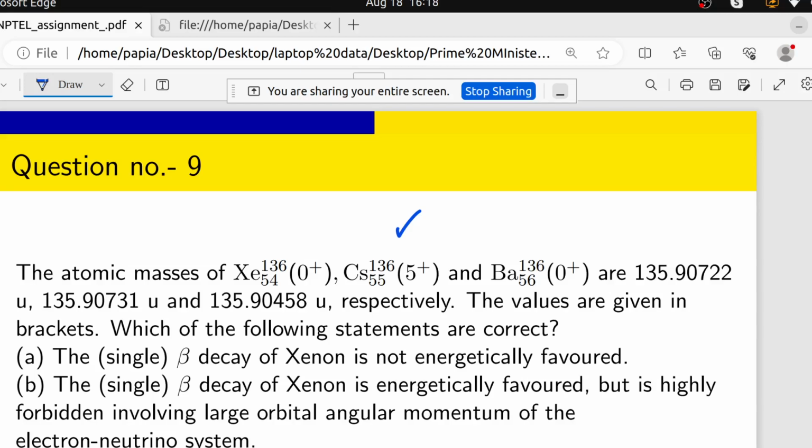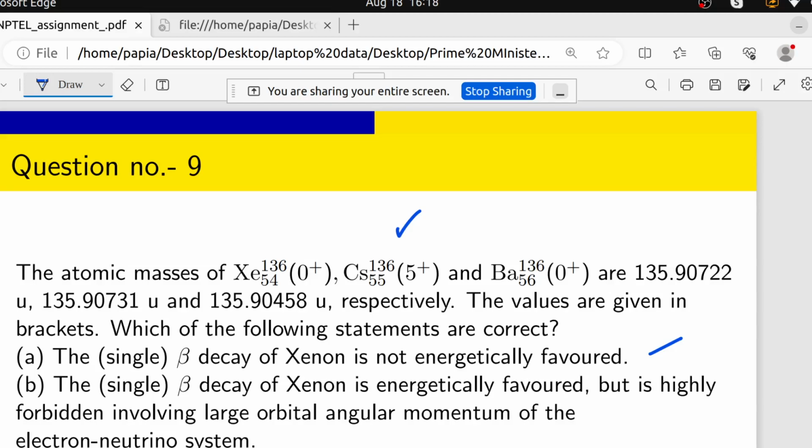Okay, so there are four conditions. The first condition is that single beta decay of xenon is not energetically favored. There are so many options. It may be possible that among the four options, one or two can be correct. It's a multiple choice, an MSQ type question. So we have to check each and every answer so that we can conclude which will be the correct ones.